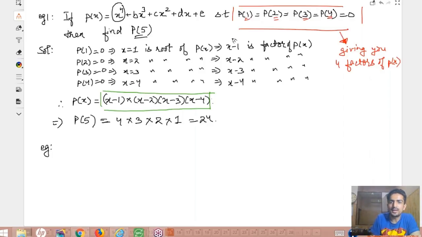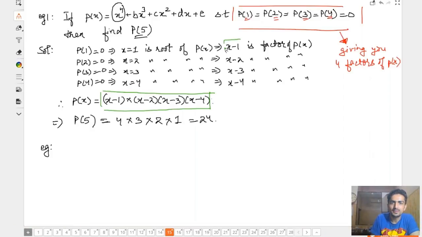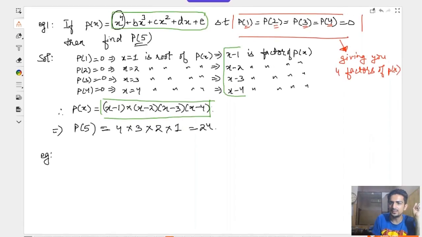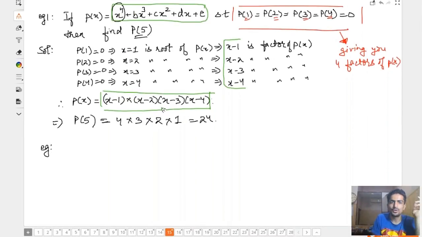First of all, you need to understand what this is. You have 4 factors of P(x). Do you think P(x) can have more than 4 factors? Aisha, just tell me. It's a 4-degree polynomial. Yes. So it cannot have more than 4 factors. And the 4 factors are in front of me. So P(x) should be the product of those factors. That's it.